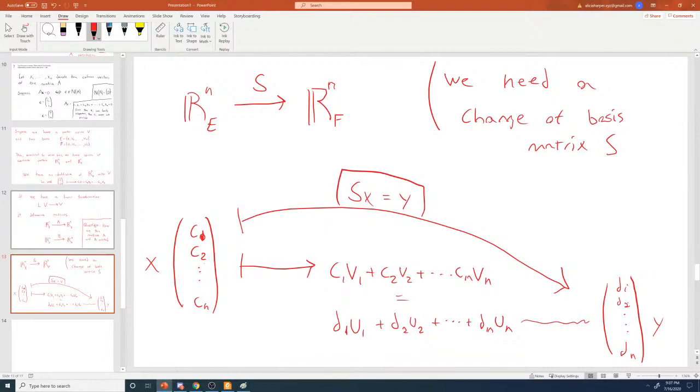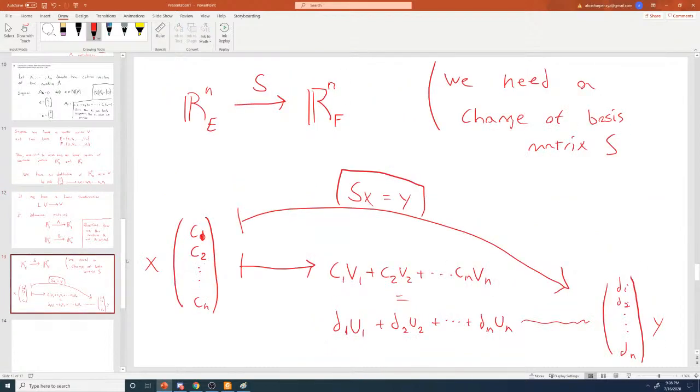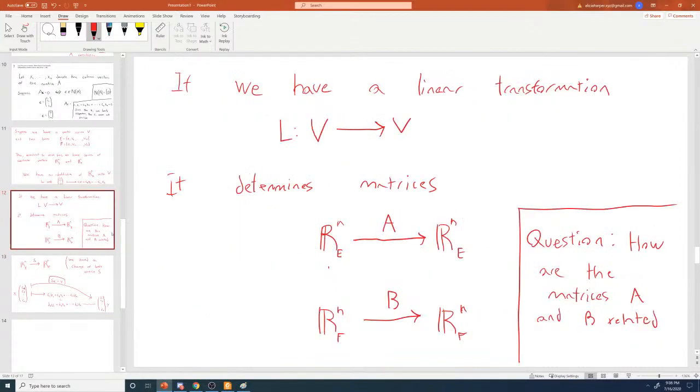So whenever you're doing a similarity problem, one of the things you have to figure out is what the change of basis matrix S is. So we go up here, and let's say we know what the matrix S is. We can draw it. It's going from Rn E to Rn F, so it goes down like this.